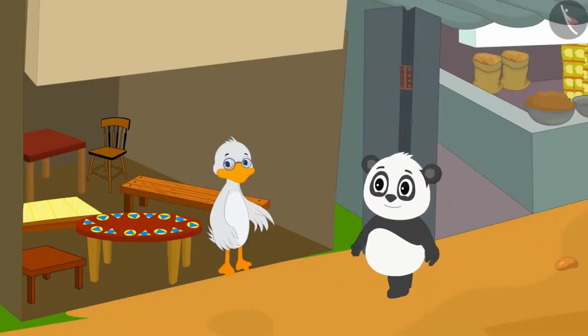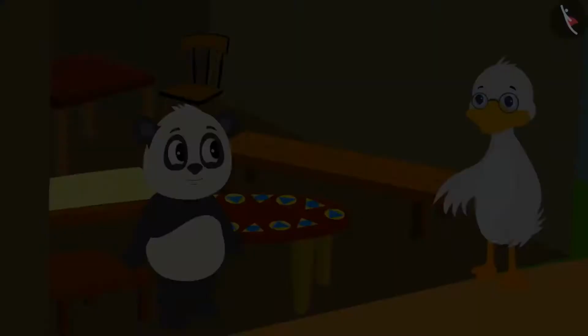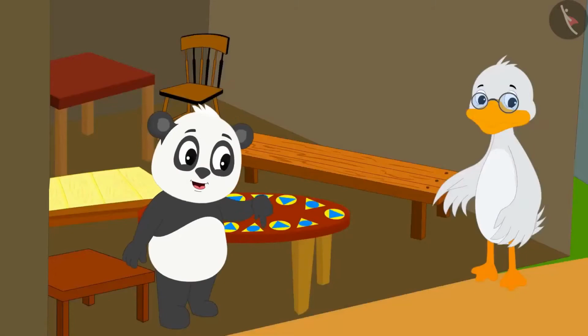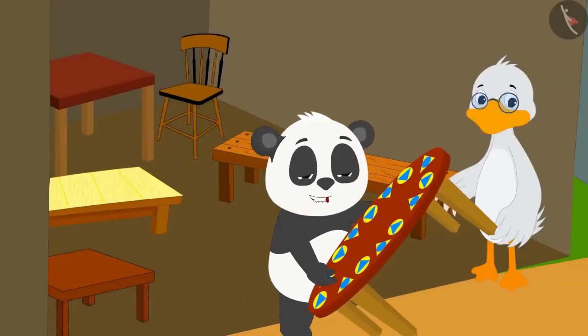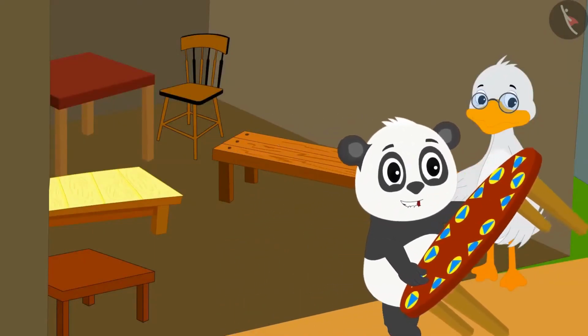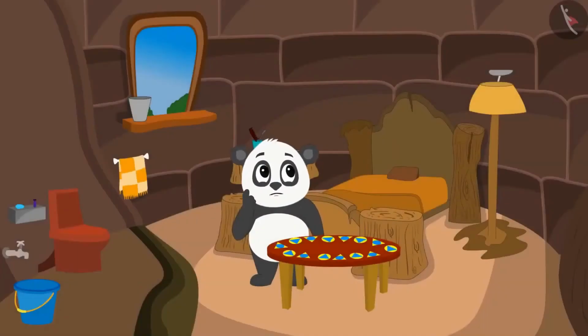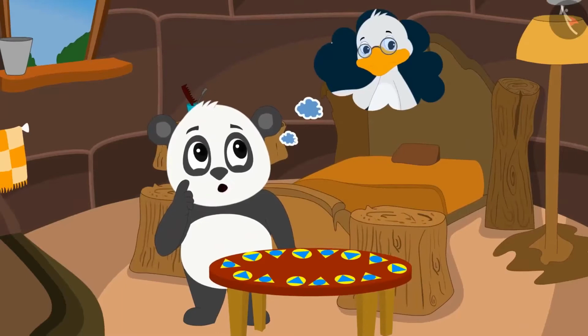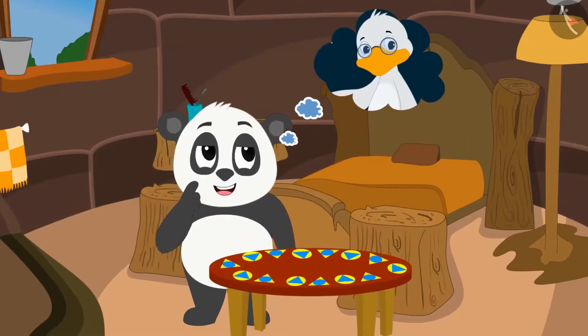Golu came to buy the table at Uncle's shop and he liked the table very much. Golu immediately bought the table from Uncle. Golu returns to his house thinking, How did Uncle make this pattern? I don't know the rules for it.